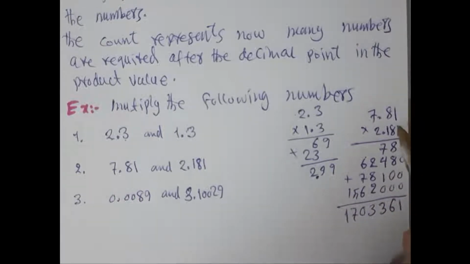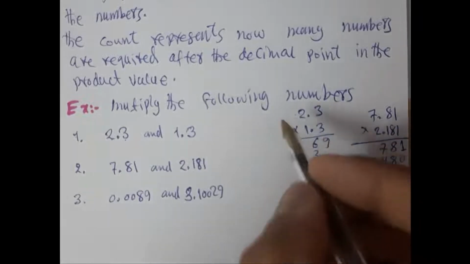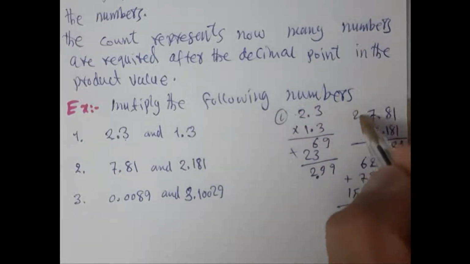How many digits are there after the decimal point? How many numbers do we have? 1, 2, 3, 4, 5. Here we can put the decimal point. It is question 1 and it is question 2.